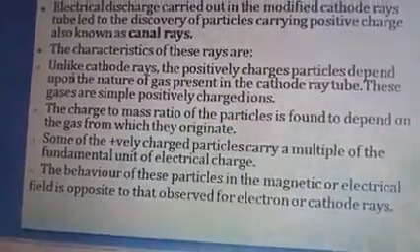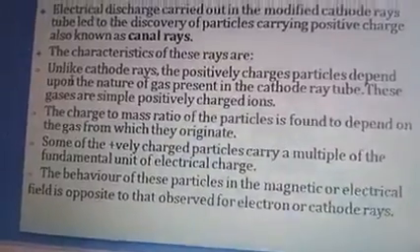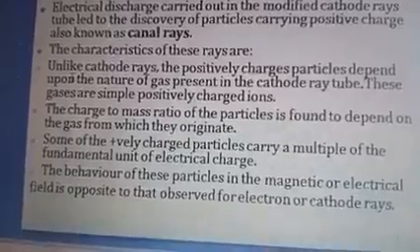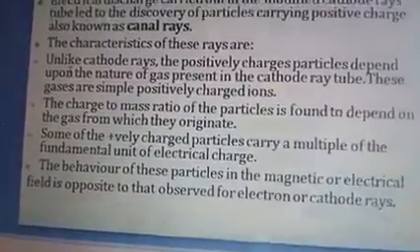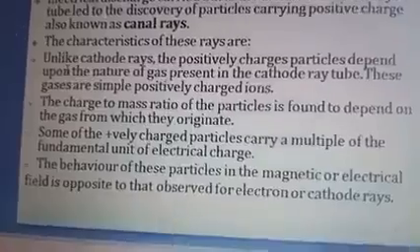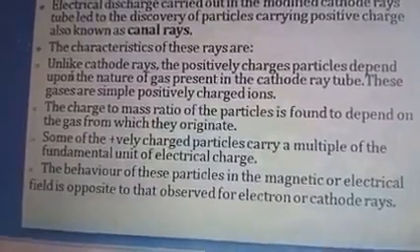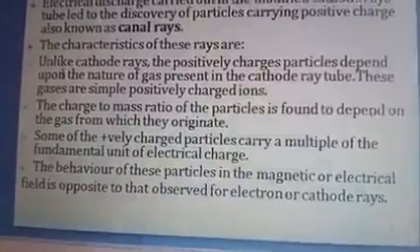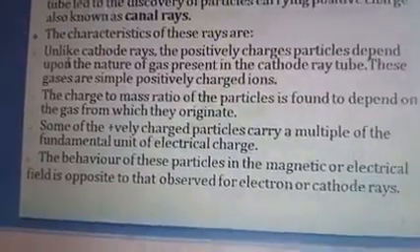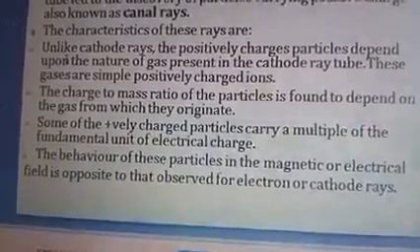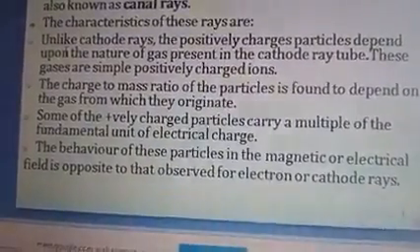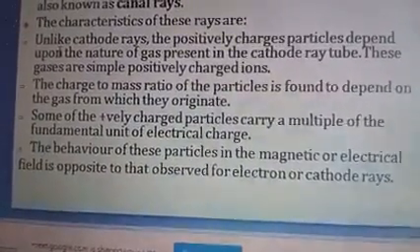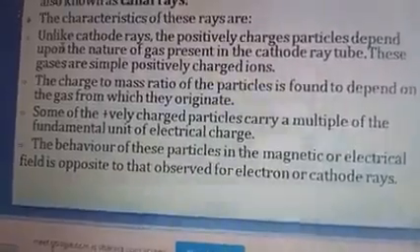So the first point for the characteristics of canal ray: unlike cathode ray, the positive charge particles depend upon the nature of the gas present in the cathode ray tube. So how much canal ray will be produced depends on the nature of the gas. And these are simple positive charge ions. Then the charge to mass ratio of the particle is found to depend upon the gas from which they originate. So the e by m ratio depends on the nature of the gas.